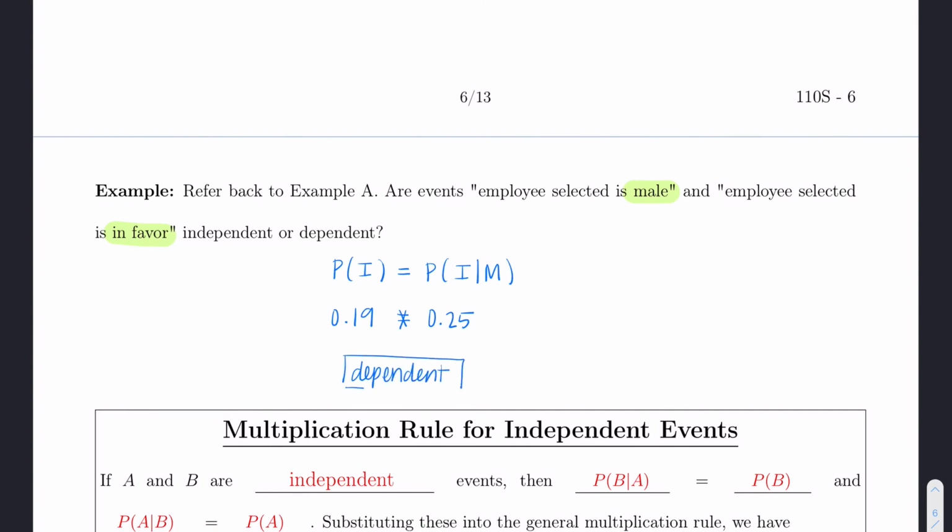And so real quick, I just want to point out, I could have also looked at these two probabilities, the probability that somebody's male and the probability that somebody's male given that they are in favor, but I had already found this probability in an earlier example.